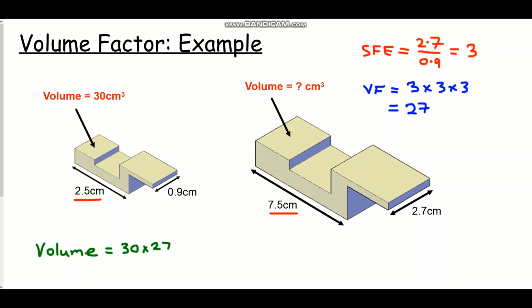If you're good at your mental maths, you know that 3 times 27 is 81. So 30 times 27 is 810. And that's going to be centimeters. But in this example, instead of a wee squared sign, I'm putting cubed because we're dealing with a 3D shape there. Okay, and that is how to use a volume factor.